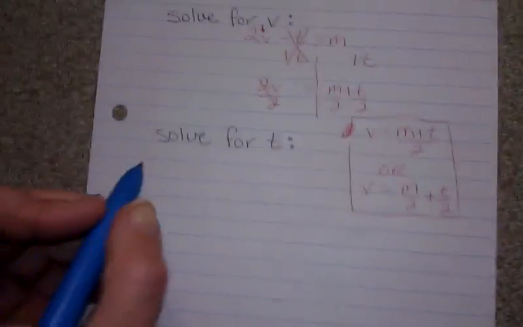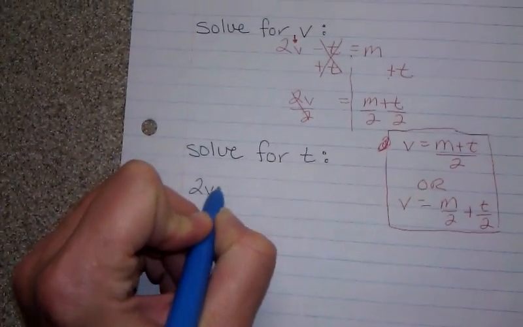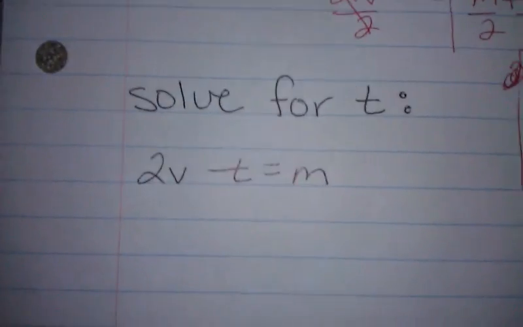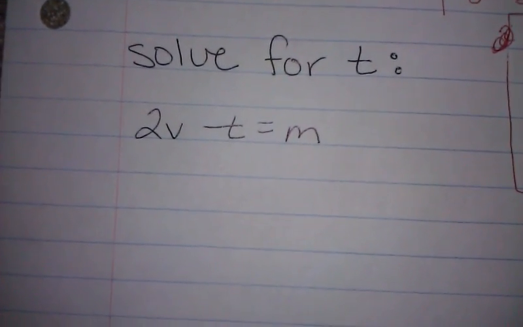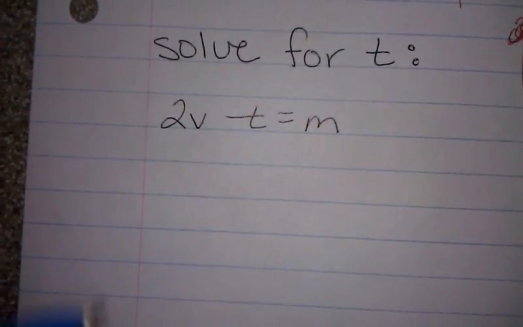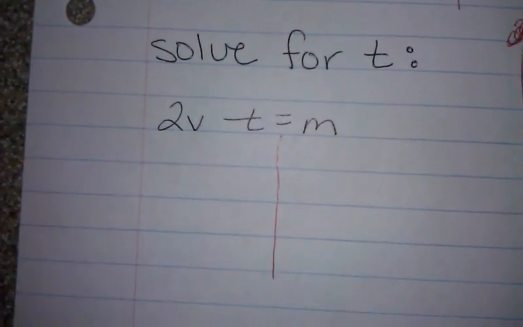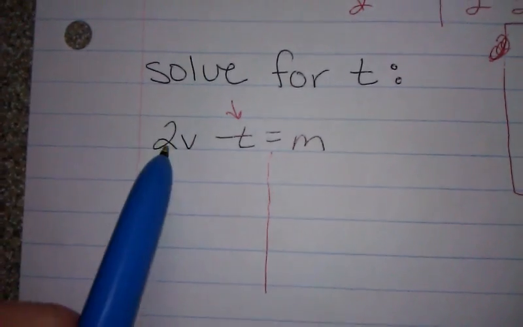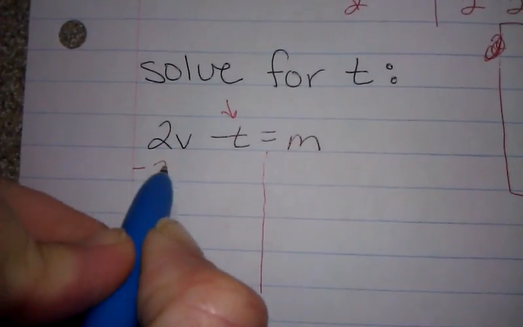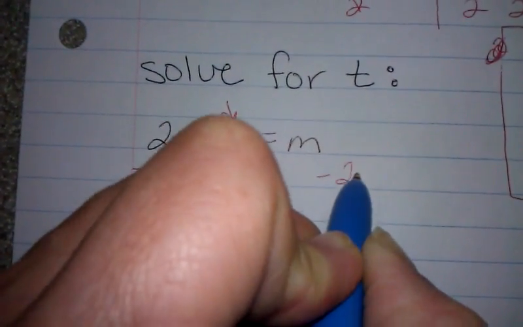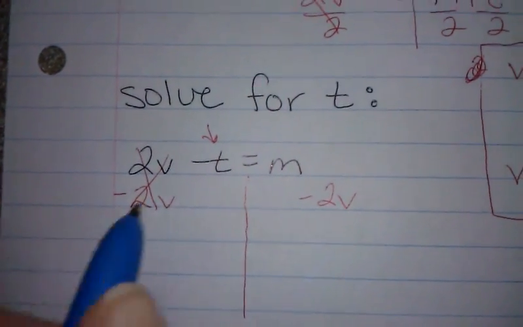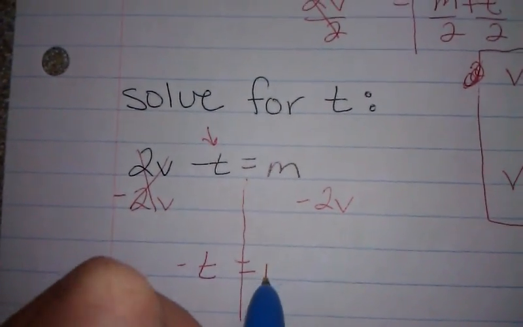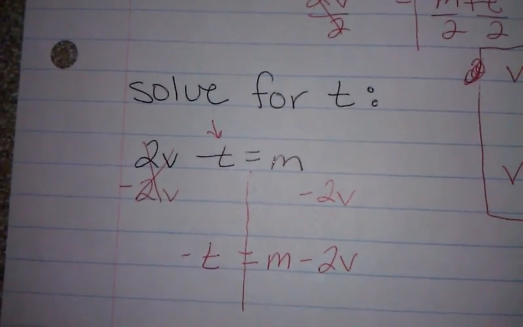Let me rewrite the equation here. I have 2v minus t equals m. Okay, so on this one it says solve for t. So I'm going to go here and draw my dotted line. I want to get t by itself. Well, what's on the same side with the t? 2v. It's a positive 2v, so I'm going to subtract 2v from each side. These cancel. This is a negative t, so I'm going to put negative t equals m minus 2v.